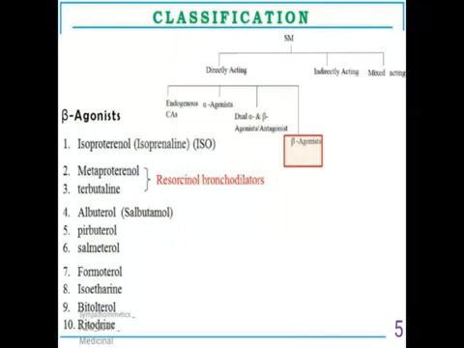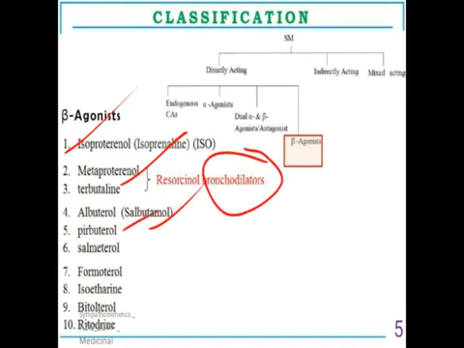The next part is the beta agonist part. Okay, so isoproterenol, that is the synthetic beta agonist, metaproterenol, terbutaline, are generally utilized as bronchodilators. Then albuterol, pirbuterol, salmeterol, formoterol, bitolterol, ritodrine. So all these drugs, from isoproterenol to ritodrine, are beta agonists. These drugs come under the beta agonist drugs.